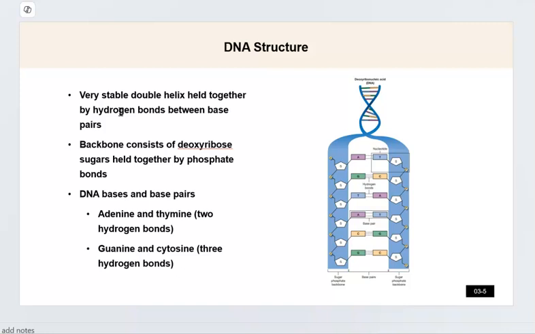So again, the DNA structure is a very stable double helix held together by hydrogen bonds between base pairs. The backbone consists of deoxyribose sugars held together by the phosphate bonds, and the DNA bases pair. The A and the T go together because of 2 hydrogen bonds, and the C and the G go together because of 3 hydrogen bonds.